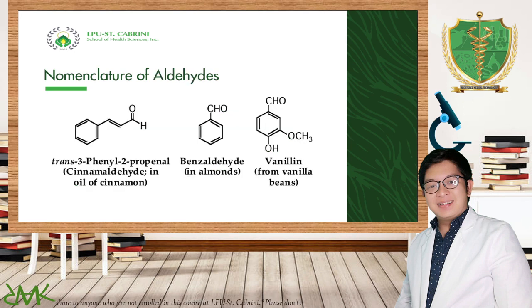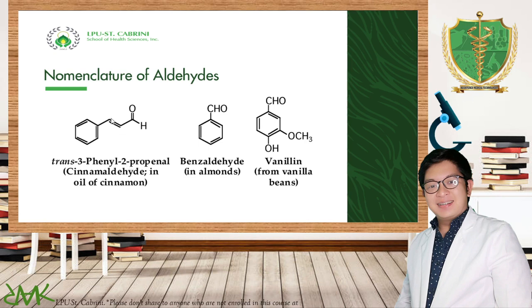How about for aromatic? For aromatic hydrocarbons, that's basically the same thing. Let's say for example this one. We have here trans-3-phenyl-2-propenal, which is also known as cinnamaldehyde. Why trans-3-phenyl? This is our carbon 1, carbon 2, carbon 3. On carbon 3, we have the phenyl group. On carbon 2, we have the double bond.